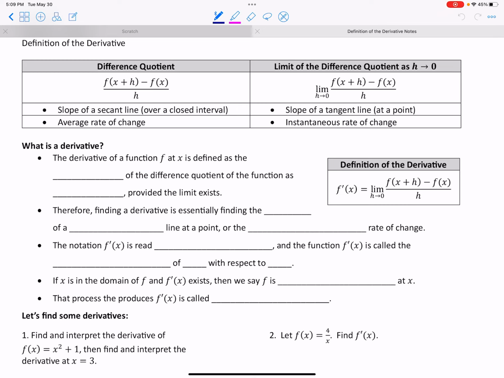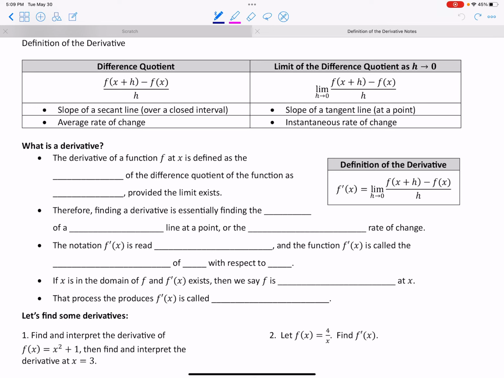In our previous topic we talked about the difference quotient, and then we talked about the limit of the difference quotient as h is approaching 0. So just a little recap on that, because it's going to directly connect to what we're doing with our definition of the derivative. When we're finding the difference quotient, that's this one over here, remember the difference quotient is just a version of slope.